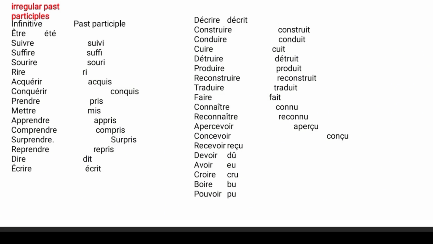You have décrire as décrit, construire as construit, conduire as conduit, cuire as cuit, détruire as détruit, produire as produit, reconstruire as reconstruit, traduire as traduit, faire as fait, connaître as connu, reconnaître as reconnu, apercevoir as aperçu, concevoir as conçu, recevoir as reçu, devoir is dû, avoir is eu, croire is cru, voir is vu, pouvoir is pu. So you can see the irregular nature of the participe passé.